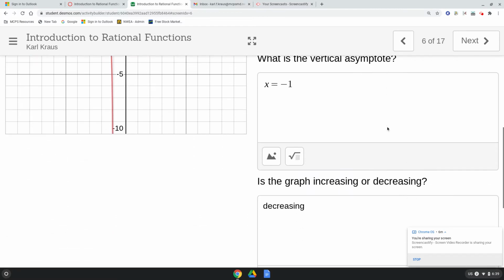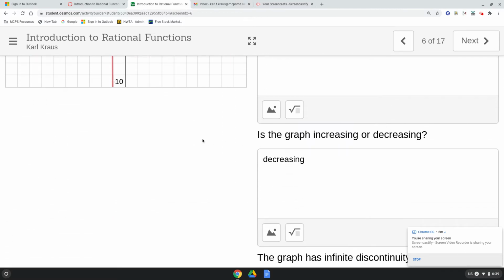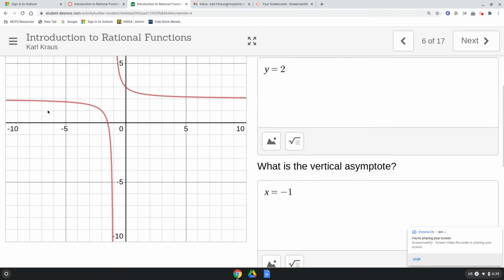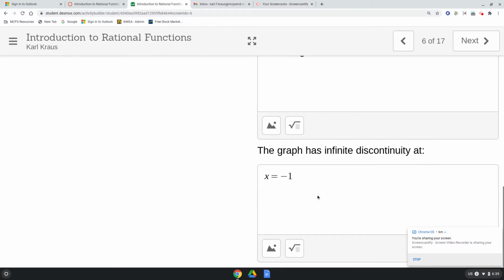Can't divide by 0. Is the graph increasing or decreasing? If I read this graph from left to right, then both branches are decreasing. The graph has infinite discontinuity at the vertical asymptote x equals -1.